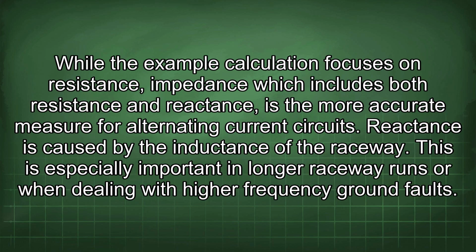Eighthly, the concept of impedance should be understood. While the example calculation focuses on resistance, impedance, which includes both resistance and reactance, is the more accurate measure for alternating current circuits. Reactance is caused by the inductance of the raceway. This is especially important in longer raceway runs or when dealing with high-frequency ground faults.